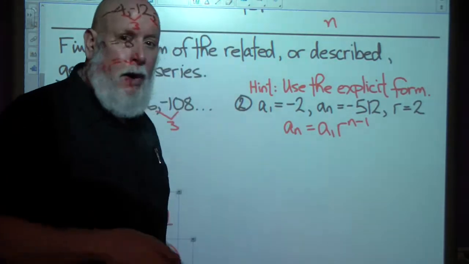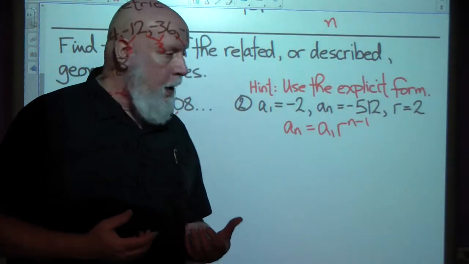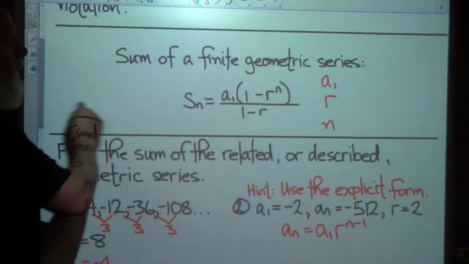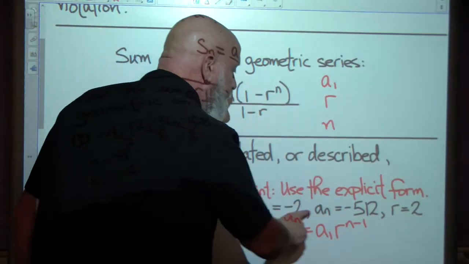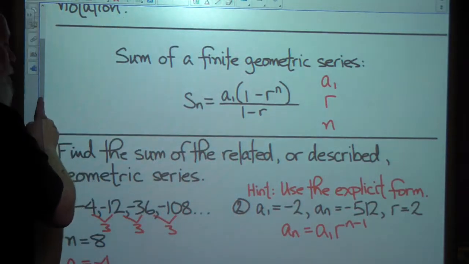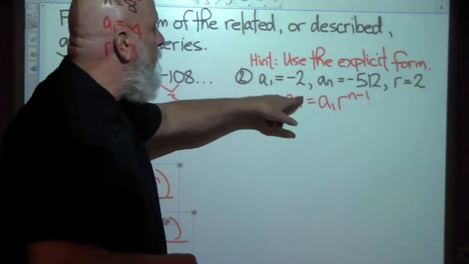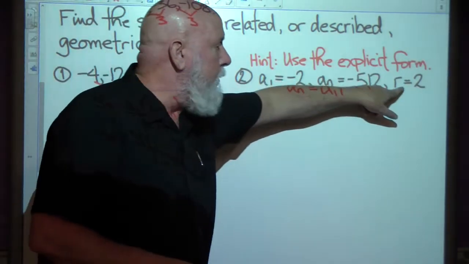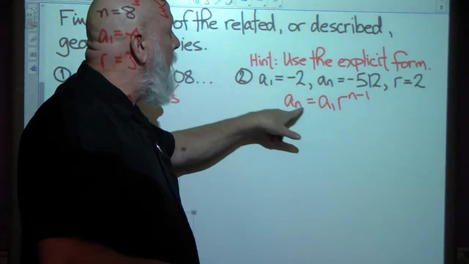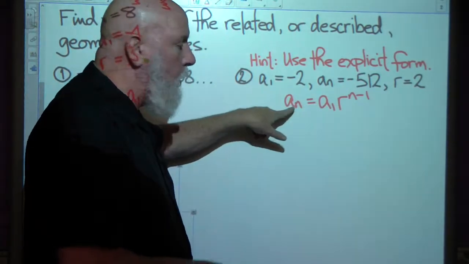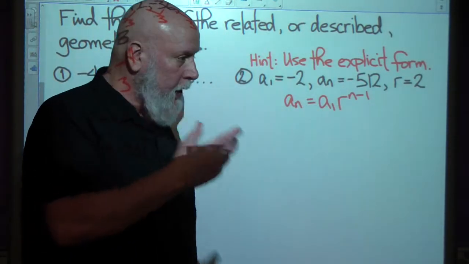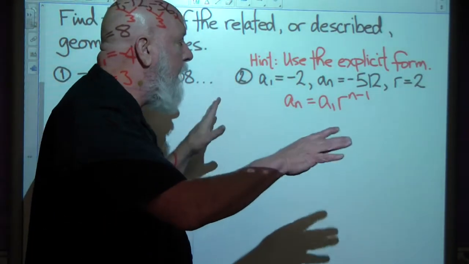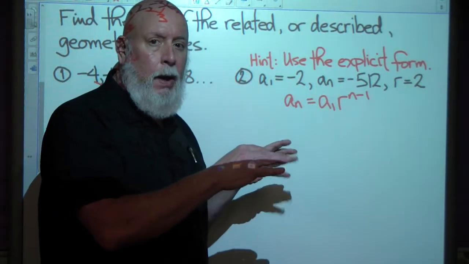So we're going to have to try to figure out how many terms there are, because we need the number of terms. We need that, and they didn't give it to us. So if they give you a situation where they don't give you the three pieces of information that you need in a described geometric series, what you're going to do is use the explicit form that we did for the last couple of days in working with sequences, and we're going to solve it for n. We'll know everything up there except n, and I'll show you how to do that.